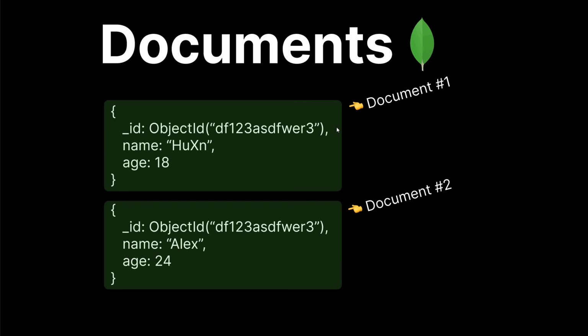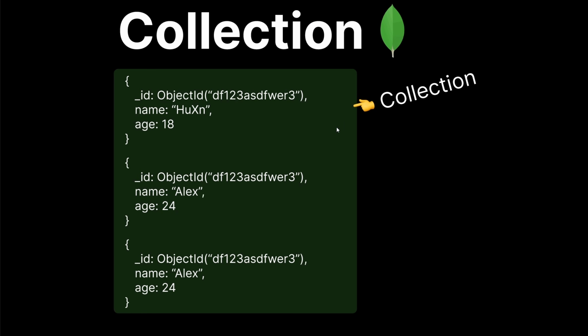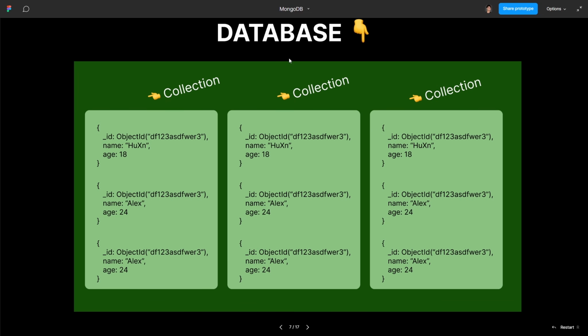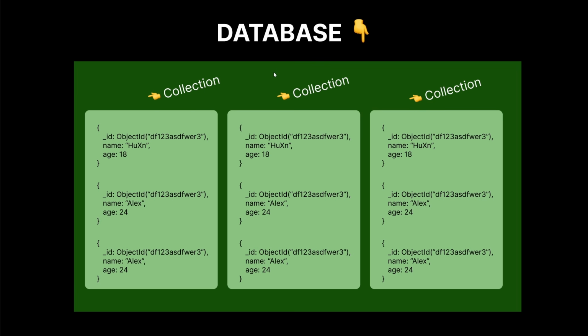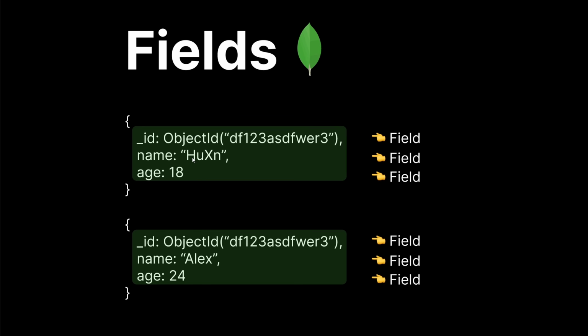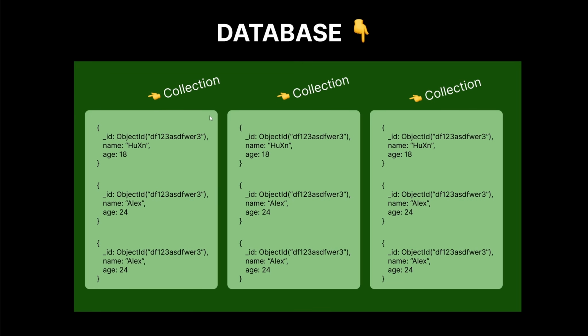So let me say that one more time. First of all, we have a document, then we have fields inside the document, and all of the documents combined will give us this collection right here. Then all of the collections combined will give us a database. So let me say that finally one more time. First of all, we are going to have our document, and our document will look like this, and inside this document we will have specific fields, and all of those documents combined will give us a collection, and all of those collections combined will give us a database right here.